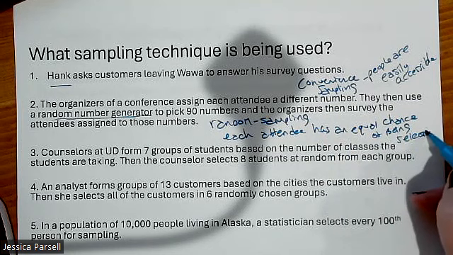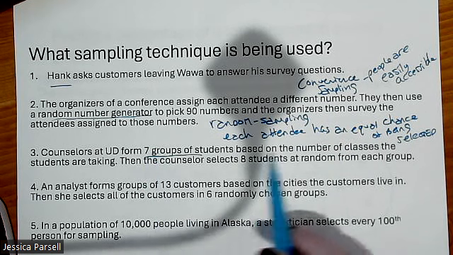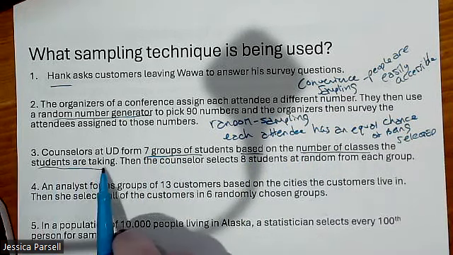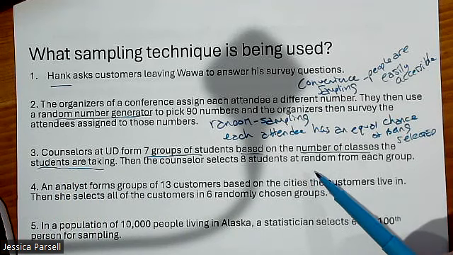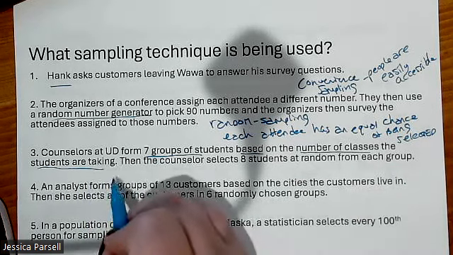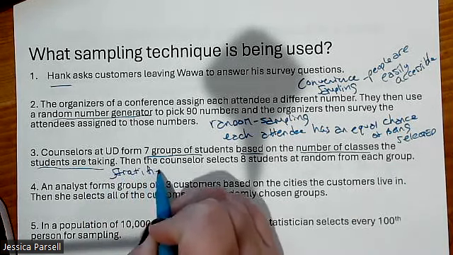All right, next up, counselors at the University of Delaware form 7 groups of students based on the number of classes the students are taking. Then the counselor selects 8 students at random from each of these groups that they have created. So you're probably thinking stratified or clustered. If you went with stratified, you would be right. Let's talk about why.